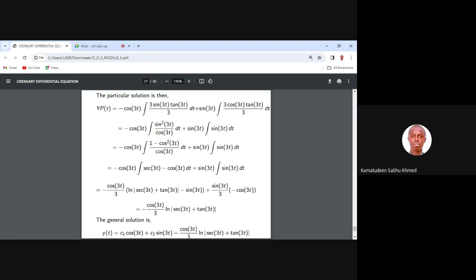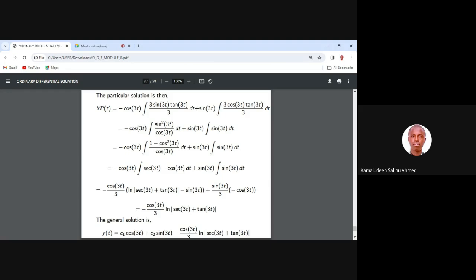So then 1 over cos 3t alone is the same thing as what? Sec 3t. So minus cos square 3t that we have, it will go away. 1 and cos square 3t over cos 3t. So 1 will go away with 1. We'll be left with only 1. So that's why you have minus cos 3t dt.